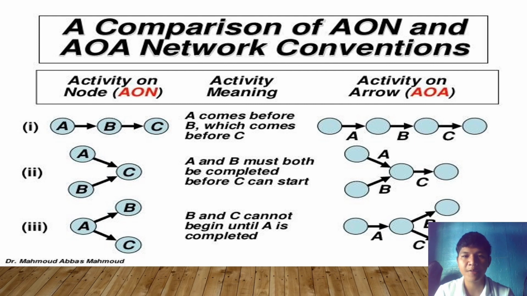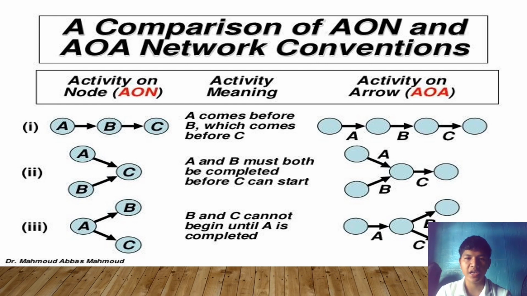On the other hand, when we say activity on arrow, in this method, activities are represented by arrows. The sequence and dependencies of activities are indicated by the direction of the arrows. So we have 6 scenarios. The first scenario is sequential activities.